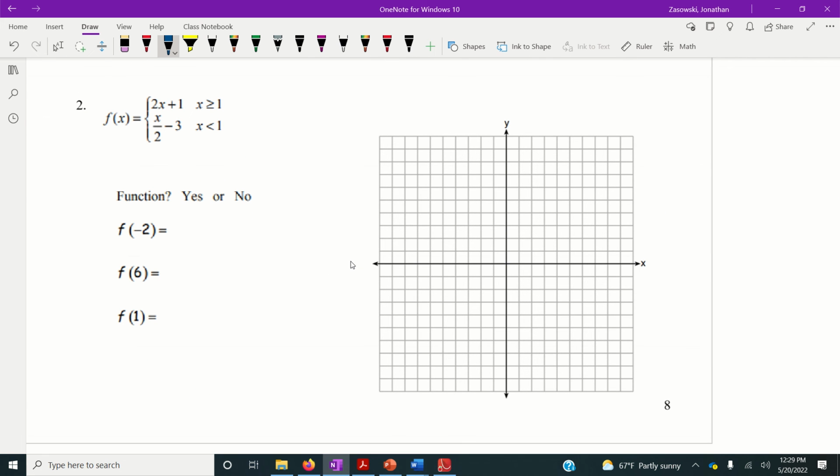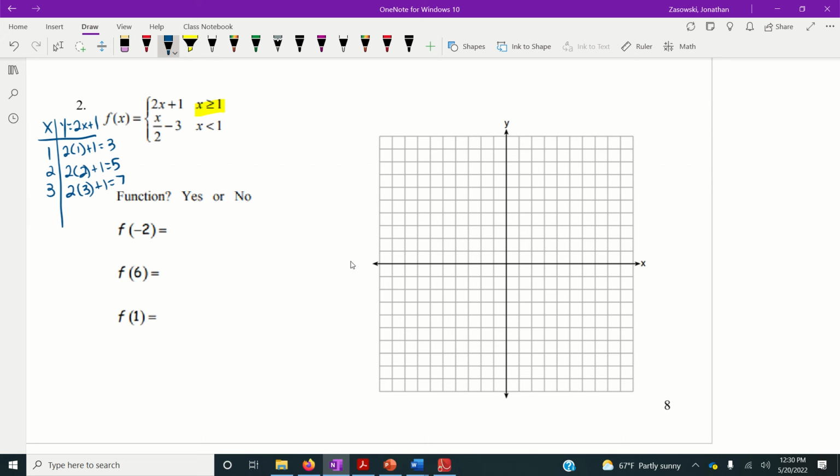So once again, we're going to look at our functions. We want to graph it first, so we're going to create a table for the first graph. Because the inequality is at 1, we're going to make a t-chart, x, and then y equals 2x plus 1, and we're going to start at 1. And because we're greater, we're now going to use the points 2 and 3. So we're going to do 2 times 1 plus 1, which is 3. 2 times 2, which is 4, plus 1 is 5. And 2 times 3, which is 6, plus 1 gives us 7.